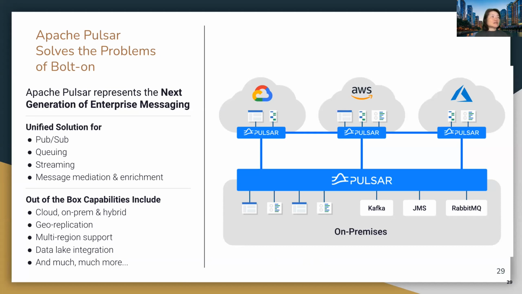Out of the box capabilities include, you can run it on the cloud, on-prem, or hybrid too. And it also supports a feature called geo-replication. That's also a huge advantage if you're running in an ecosystem that involves multi-region geo-regions in the world.